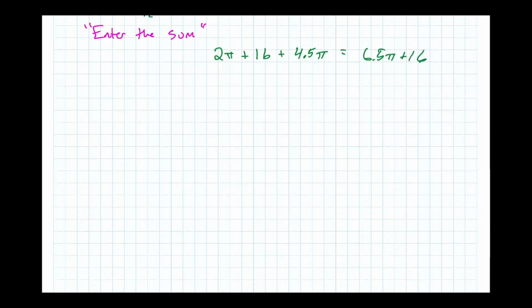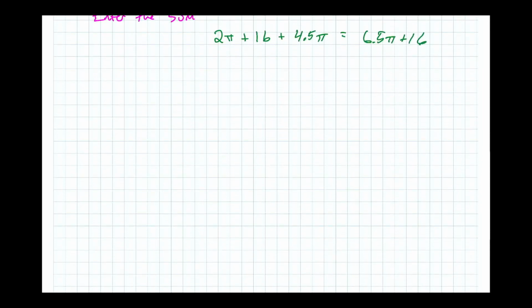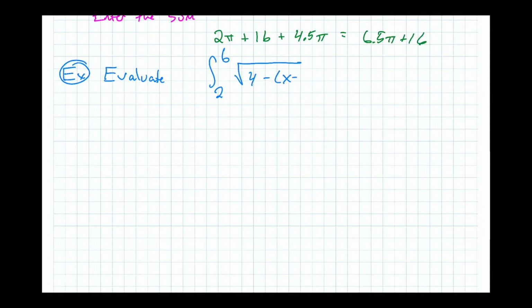Okay, so here's the next question. It's almost the same, but it's slightly trickier here. So let's do the next question in the homework. It says evaluate the integral from 2 to 6 of the square root of 4 minus (x minus 4) squared dx. They tell you what to do. They say using the formula for the area of a circle.